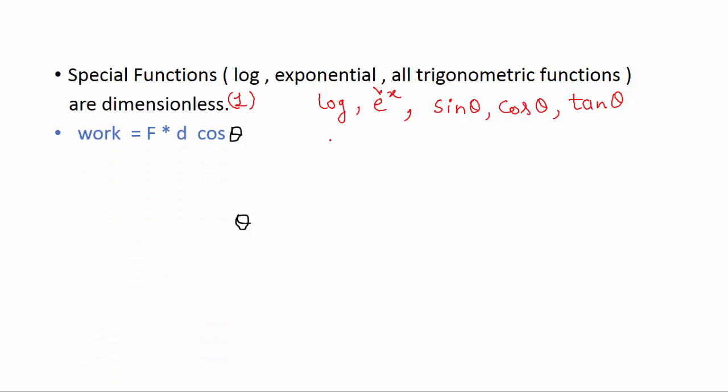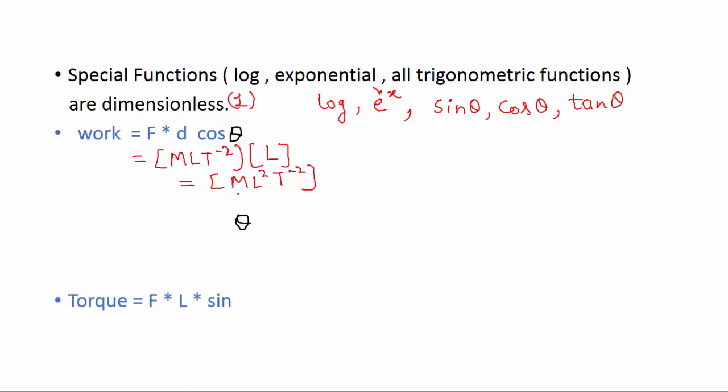Let's take an example. Work equals Fd cos theta. If we have to find the dimension of work, then the dimension of force is MLT^-2 and the dimension of d is L. Cos theta is a trigonometric function which is dimensionless, so we will not consider it here. We just write ML^2T^-2. This is the dimension of work.